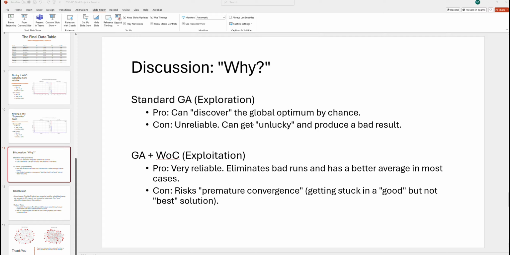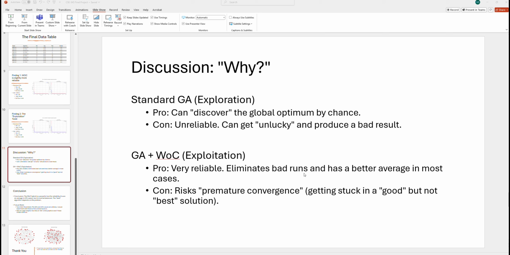The genetic plus wisdom of crowds is a tool for reliability and is more consistently reliable. As we saw in graph 60, it's great at eliminating bad runs and overall giving a better, more consistent average. But at the same time, as we saw in graph 50, it can be a double-edged sword. The same reliability can become its weakness, leading to a premature convergence that gets it stuck on a great solution but not the best. And because this is an NP-complete problem, we don't know the perfect answer.